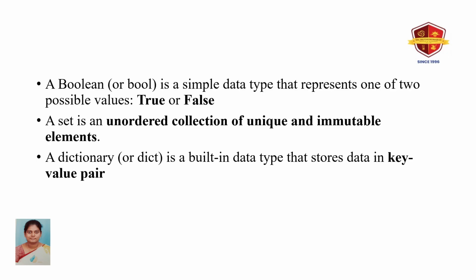Boolean is a simple data type that represents one of the two possible values, true or false. Next data type is a set. Set is an unordered collection of unique and immutable elements. The last one is a dictionary. In short form, we call it dict. It is a built-in data type that stores data in key value pairs.